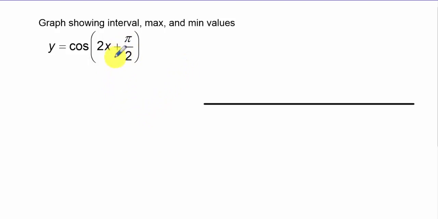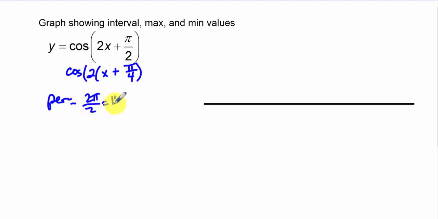Now we move on to radian values. So I will again factor. I have cosine of 2 times x plus pi over 4 in this case. I have my period equaling 2 pi over k, which is 2, or pi. My intervals are pi over 4. My phase shift, in this case it's in terms of radians, so it's positive here, but it has to follow a negative, so that's minus pi over 4.